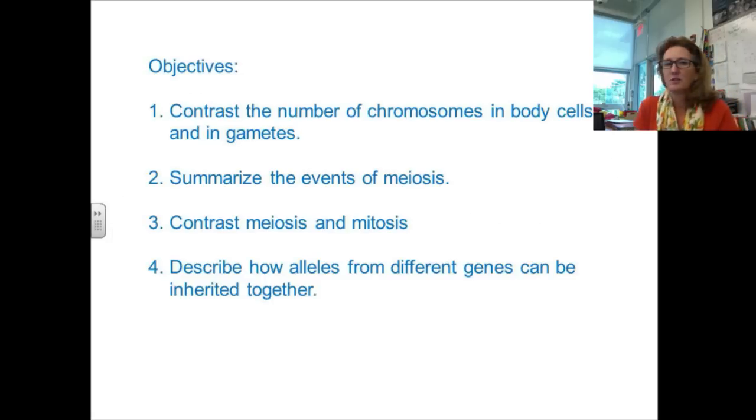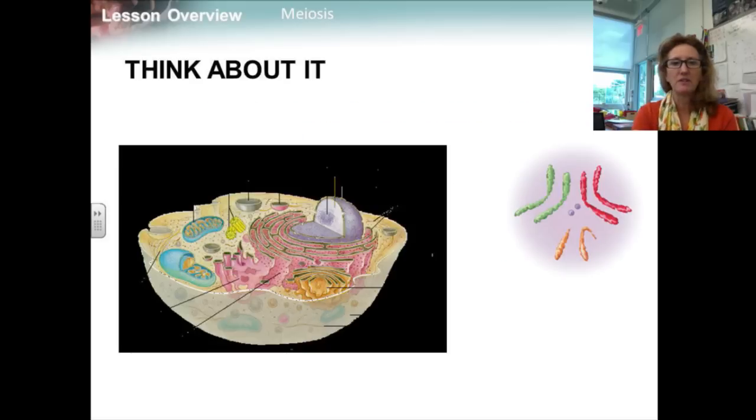Alrighty. So our objectives are to contrast the number of chromosomes in body cells and gametes, summarize the events of meiosis, contrast meiosis and mitosis, and describe how alleles of different genes can be inherited together. So let's think about it first. As geneticists in the early 1900s applied Mendel's laws, they wondered where genes might be located. They expected genes to be carried on structures inside the cell. But which structure? What cellular processes could account for segregation and independent assortment, as Mendel had described?